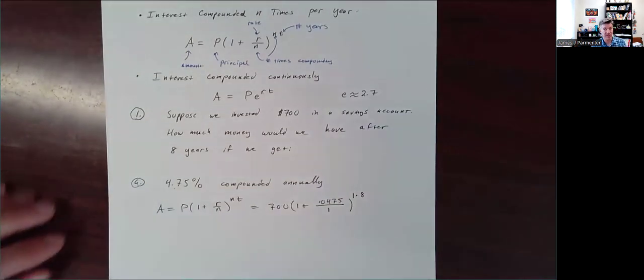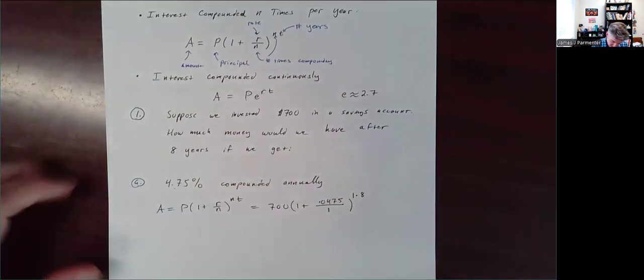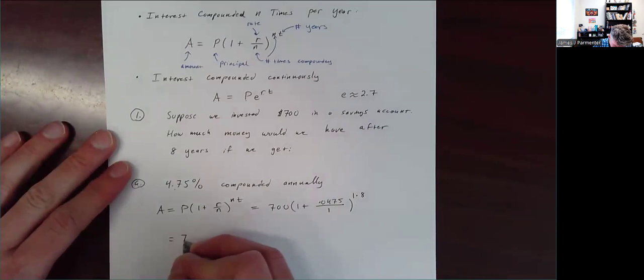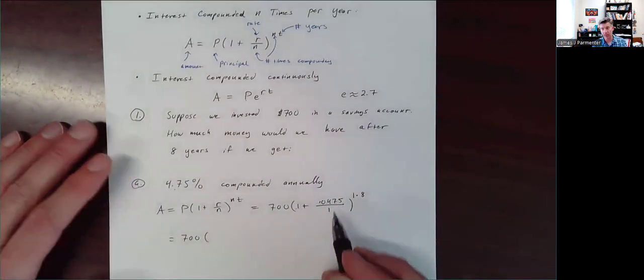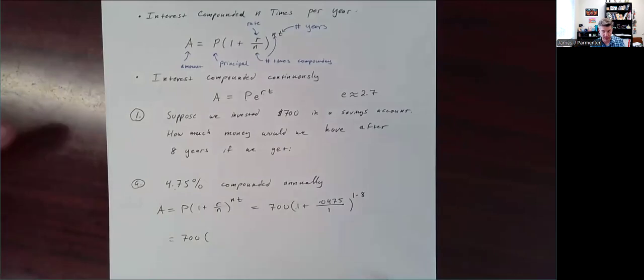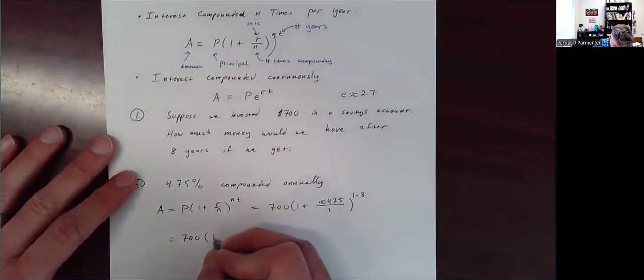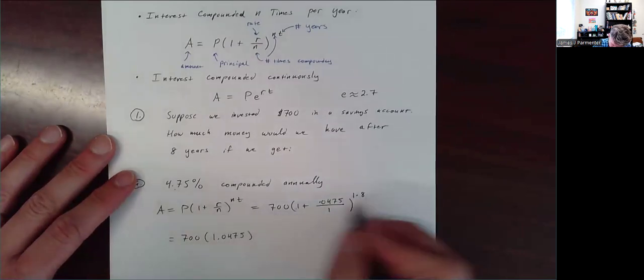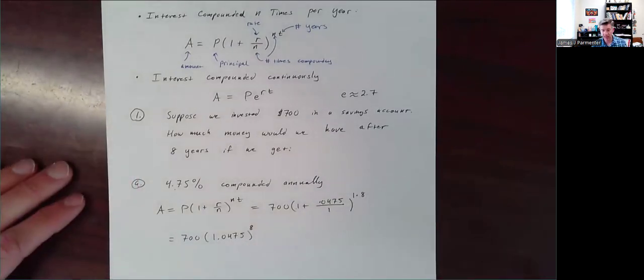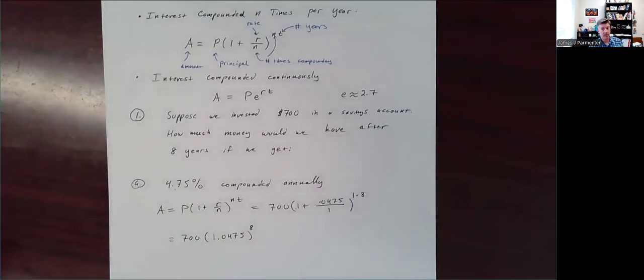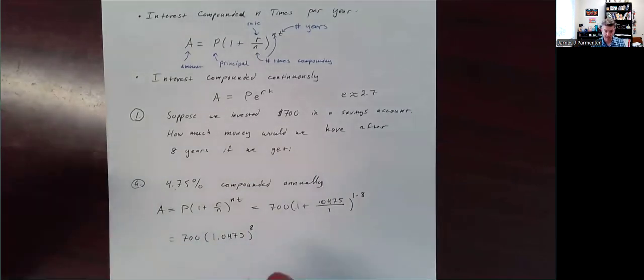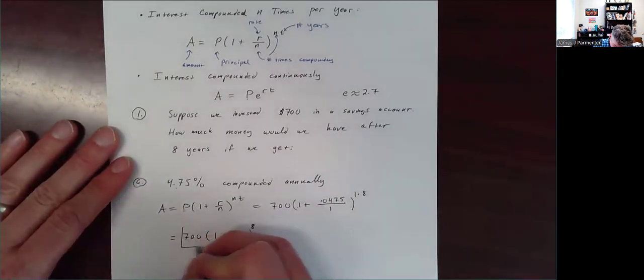I would probably simplify this just a tiny bit before I try to put it into a calculator. So that's going to be equal to 700 times 1 plus a decimal that is between 0 and 1. You can just write it as 1.0475 raised to the 1 times 8, which is just the 8th power. And that's about as simple as it gets without a calculator. So if I was asked to take a test or a quiz or an exam and asked a question like this, this would be my final answer.